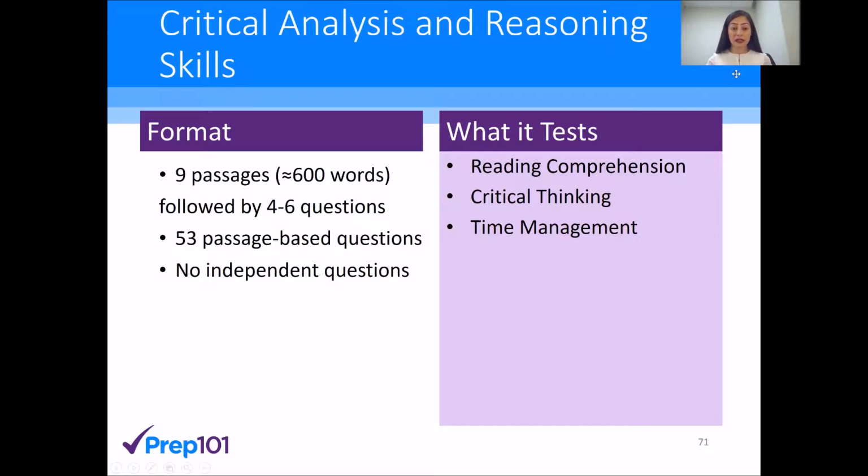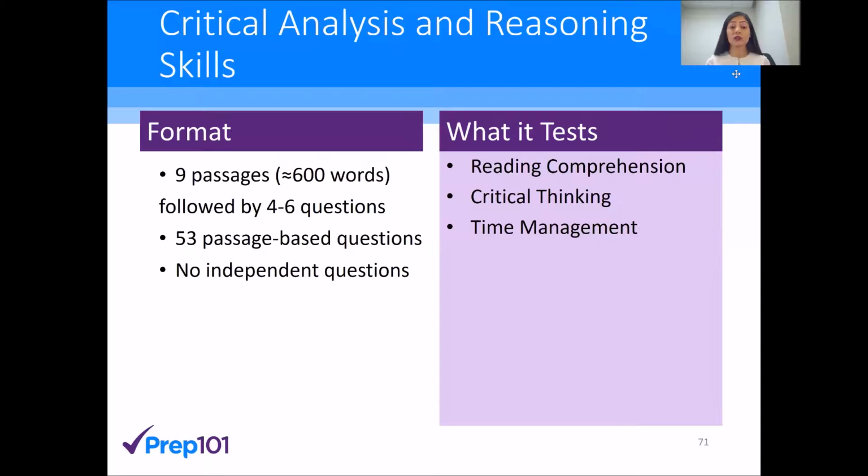You're going to have 9 passages that are approximately 600 words long, that are going to be followed by 4 to 6 questions each. Now, what we found lately more so is that instead of 4 to 6 questions, most passages are followed by 5 to 7 questions. So just be aware of that, especially when you're doing practice tests. You want to see how many questions it is that are typically followed by a passage. I've rarely seen passages followed by 4 questions anymore. 53 passage-based questions, no independent questions.